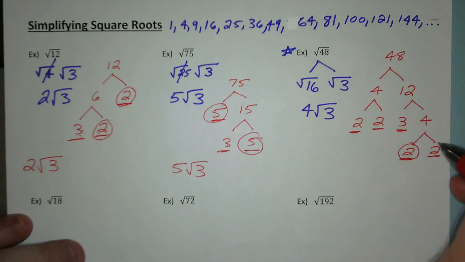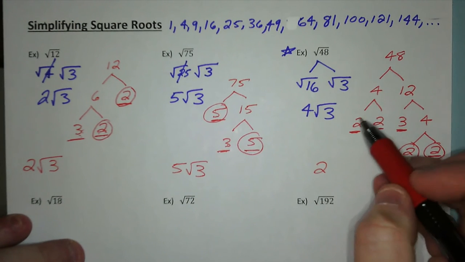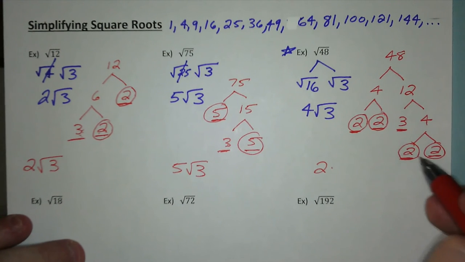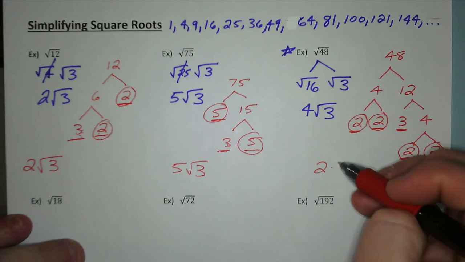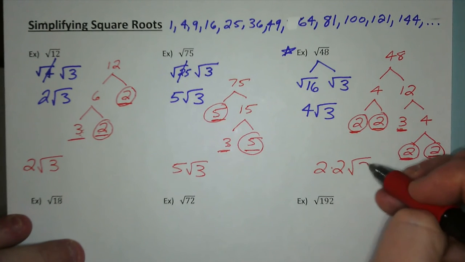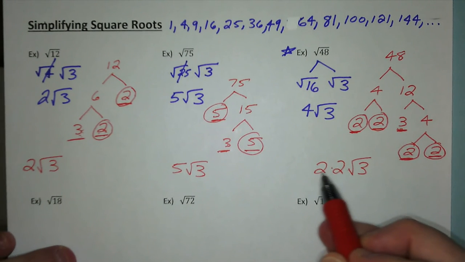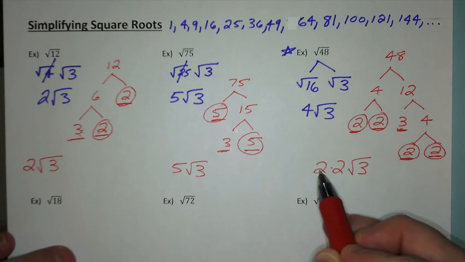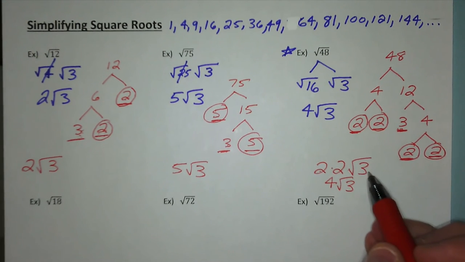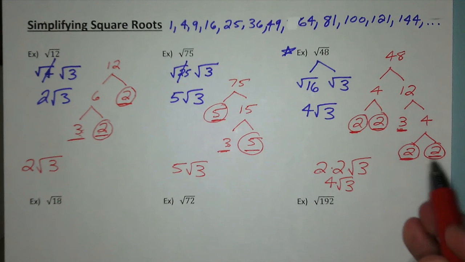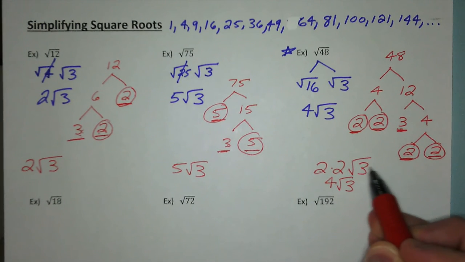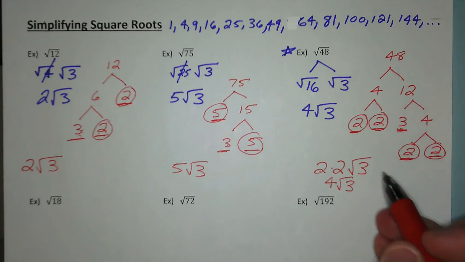I have one pair of 2s, so I bring a 2 out. But then I have another pair of 2s. So these 2s and then these 2s. So another 2 comes out of the square root. And this 3, single, stays under there. So out here, you're going to have to actually multiply this together. 2 times 2 is 4. And if there were multiple single numbers, like let's say a single 7 as well as a single 3, it would be 3 times 7. You'd have to multiply the numbers that remained underneath the square root.